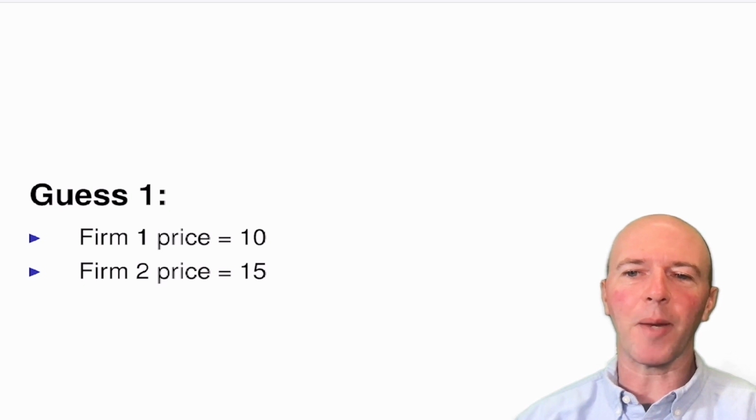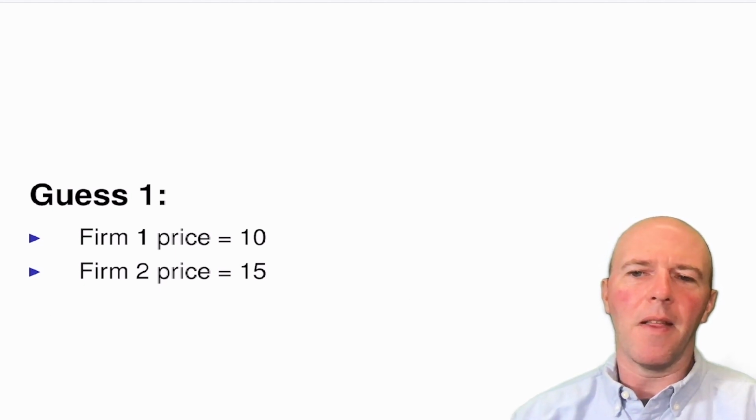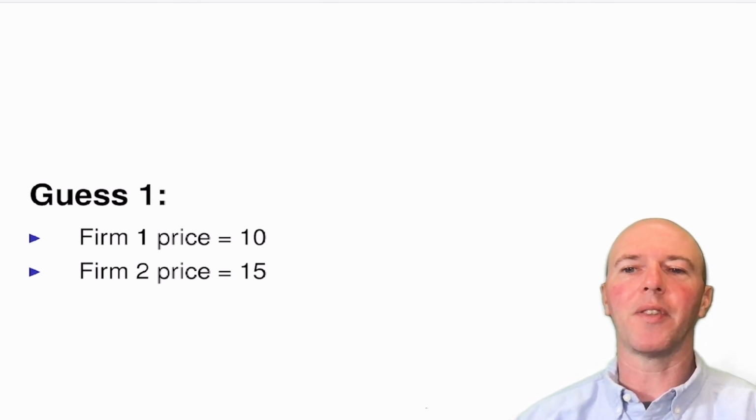Firm 1 is losing a lot of money here. It costs them 20 to produce. They're only selling it for 10. They're losing $10 on everything they sell. So better than making negative profits, they can offer anything that's 20 or higher, and they'll at least make 0 profits in that situation.